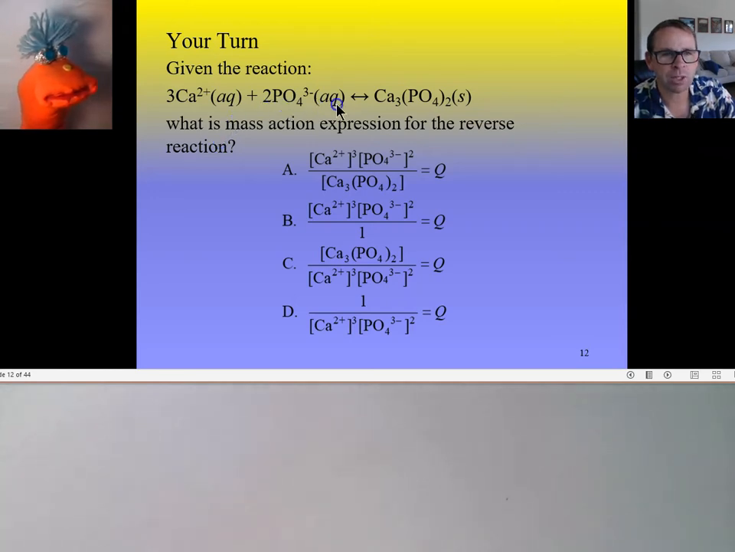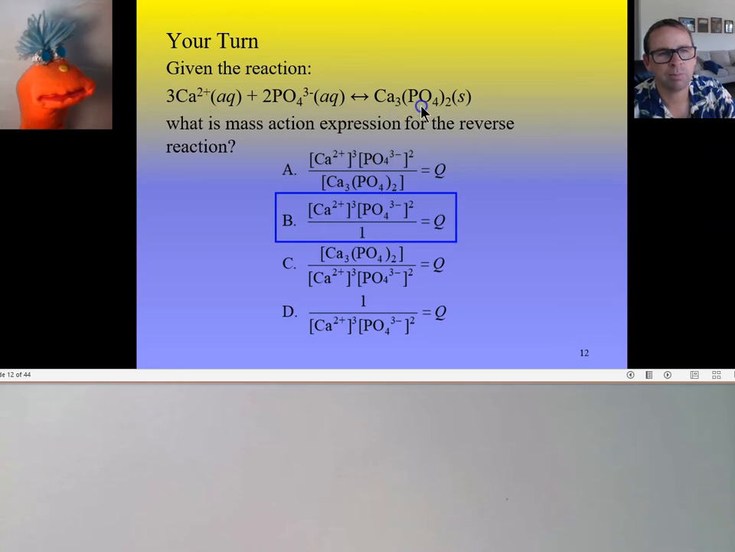Well, for the reverse reaction, this is now considered our reactant, and these are our products. So our products would go on top, so either A or B or C, and our reactant, which is this one, would go on the bottom. And because it's solid, it's not going to be included. Oh, so it has to be B? That's right, it's going to be B. Calcium to the third, phosphate squared, and then this is our reactant, and it is on the bottom, but it is a solid, so it's not in the expression. Okay, good.